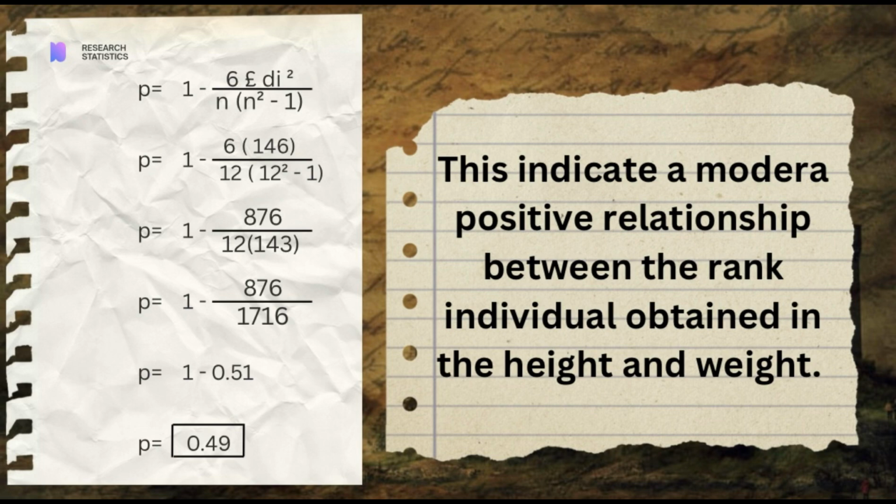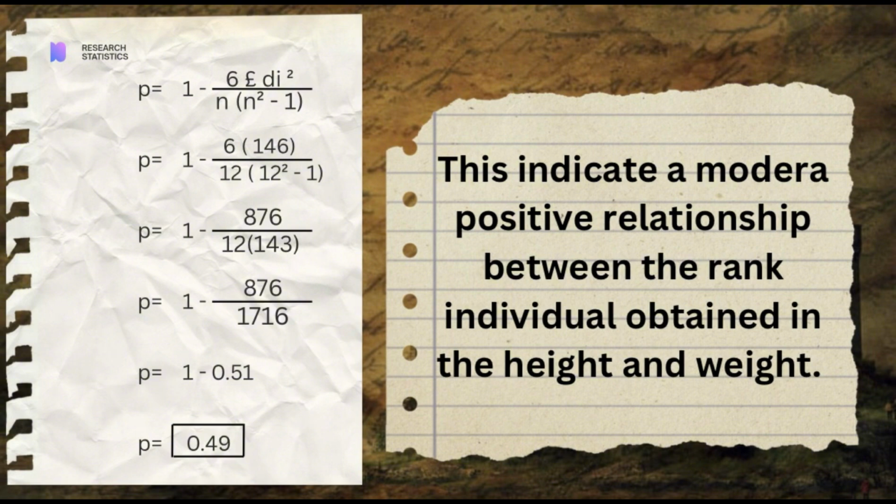So for the formula of 4, we have P, 1 minus 876 divided by 1,716. This is the last step; this is the second to the last step. So just divide 876 by 1,716. So we get 0.51. But there is a 1 minus 0.51, so we get 0.49.